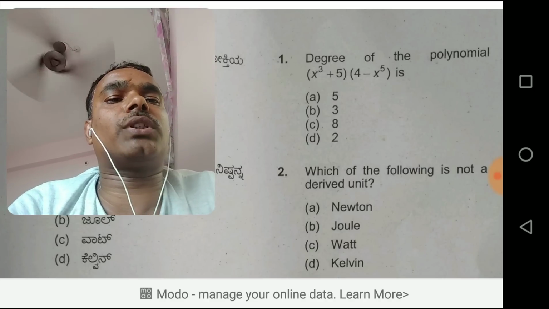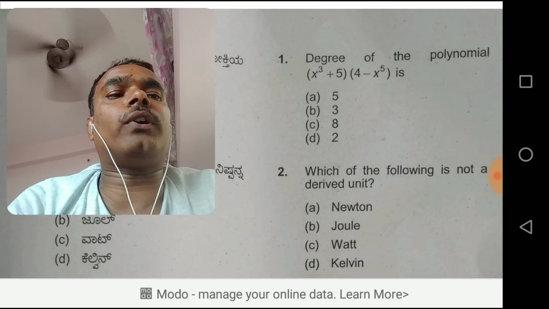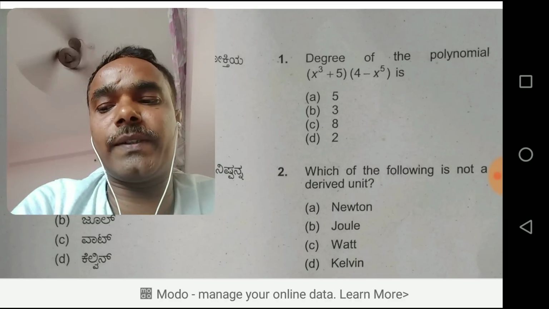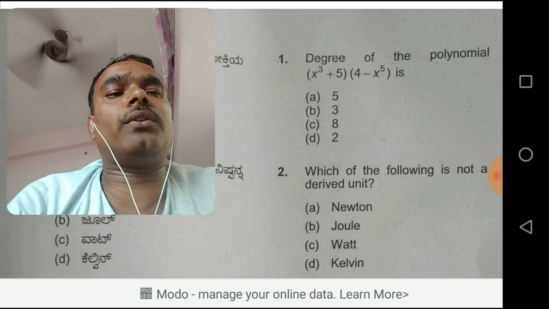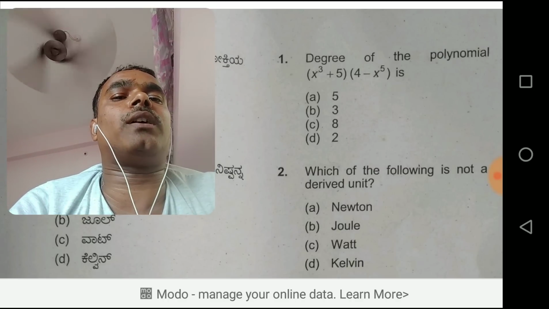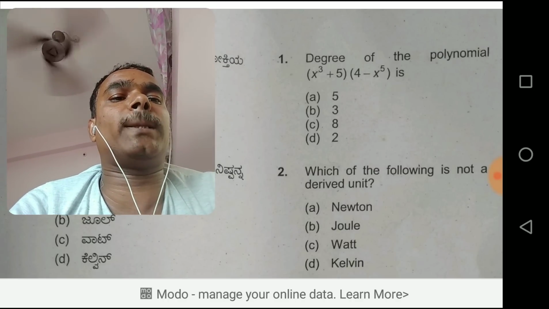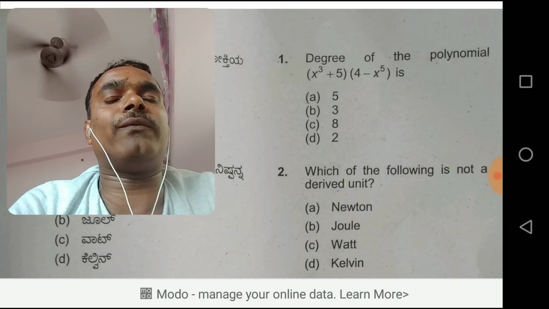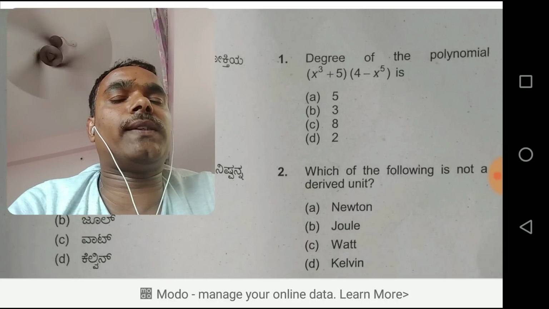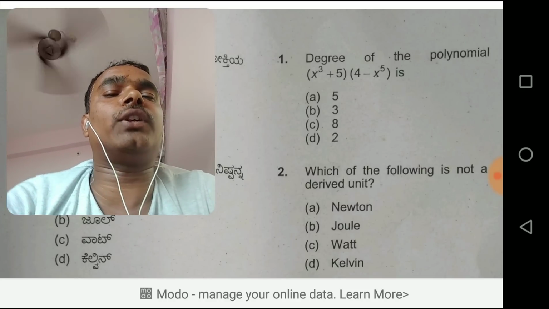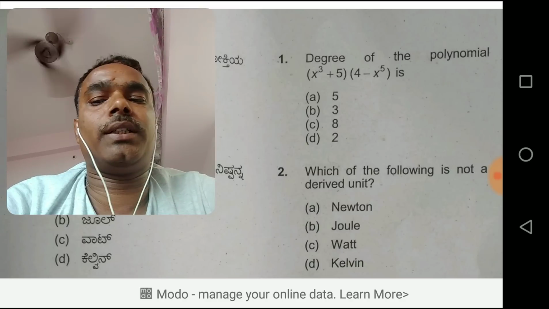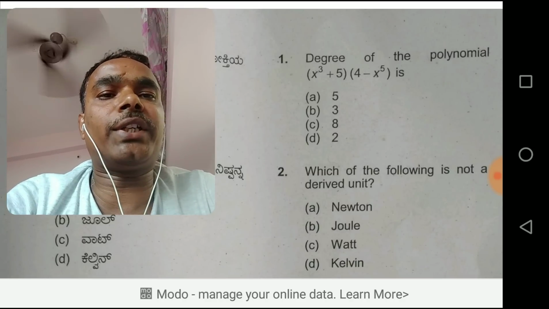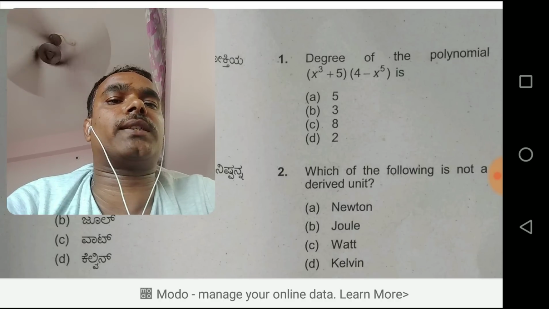The first question is, which of the following is not a derived unit? Dear friends, derived units and basic units are two kinds of units in physics. Basic units consist of only one factor, whereas derived units consist of two factors. Here Kelvin (temperature) and meter have only one factor.